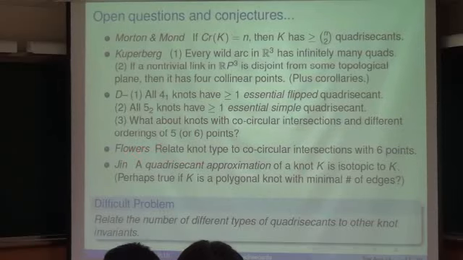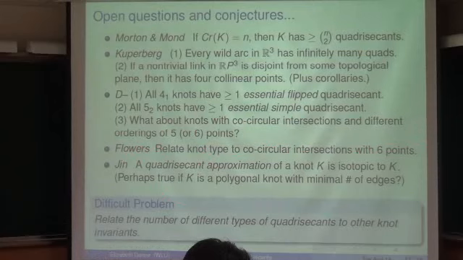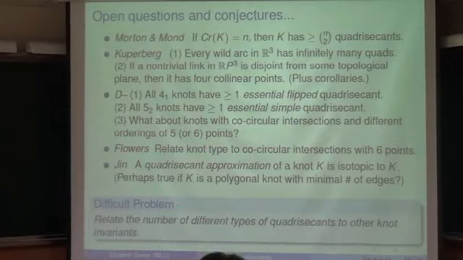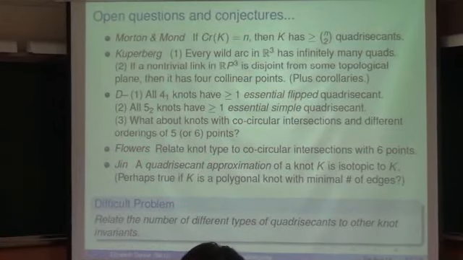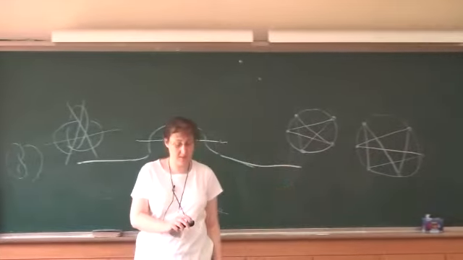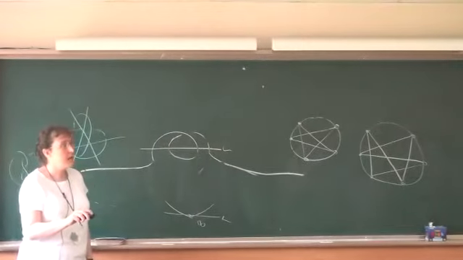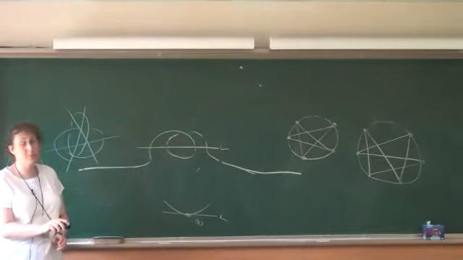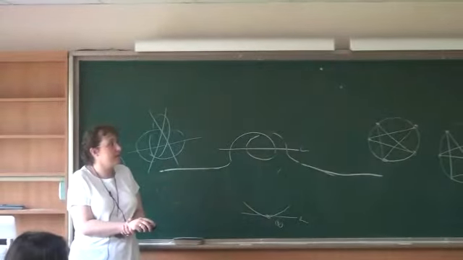Now, with 6 points, there are trefoil knots and 5-1 knots that do not have this kind of situation, do not have these circles. So maybe you can say something about knot type with more than 6 points.